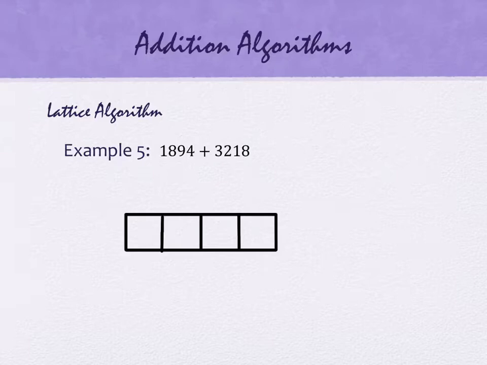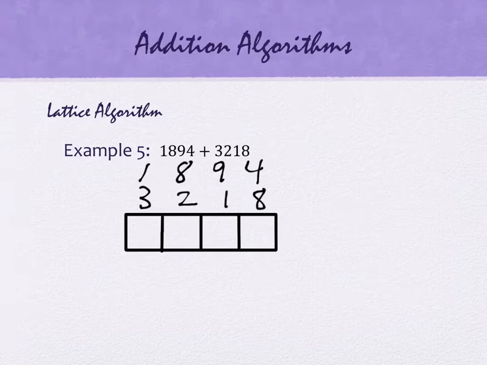I think I have enough space the way mine's drawn. We're going to write these numbers down above the boxes. So 1894, 3218. And I'm going to take each of my boxes and split them in half diagonally. And this is why it's called a lattice, because it looks like a lattice. This one's nice, again, because you can move from left to right or right to left. Doesn't make any difference. Won't hurt anything either way. So just because we can, let's go from left to right.